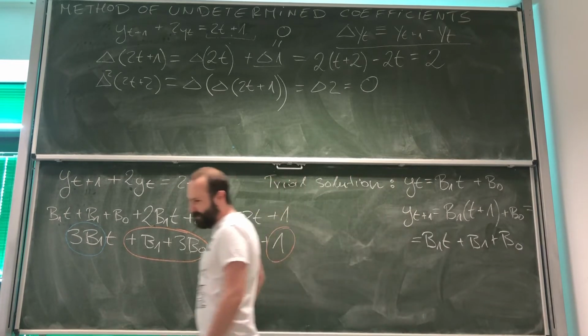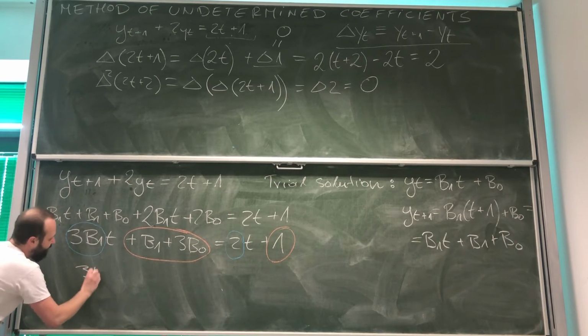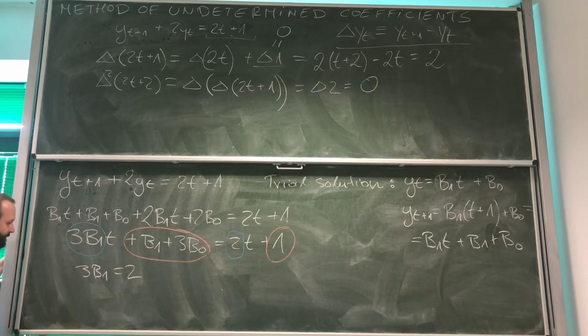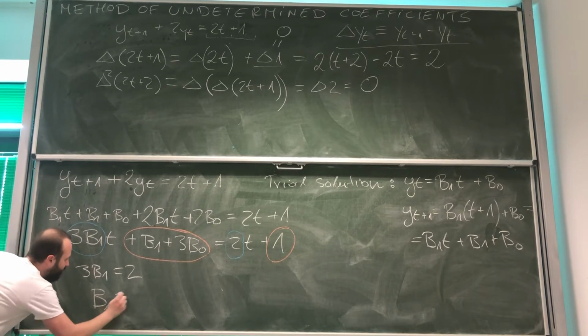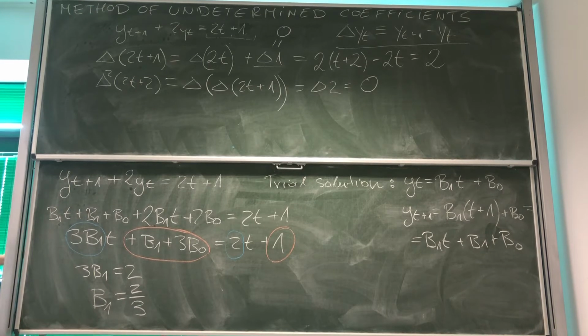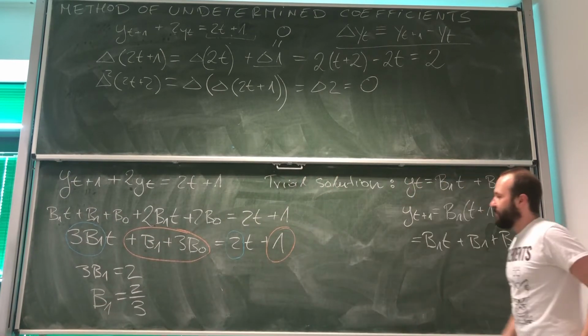Okay, so let's start with the easier part, right? Actually, they are both very easy. We've got the 3b1 must be equal to 2. So out of this, we get the b1 must be equal to 2 over 3. Okay, very well. Now, what else do we have?